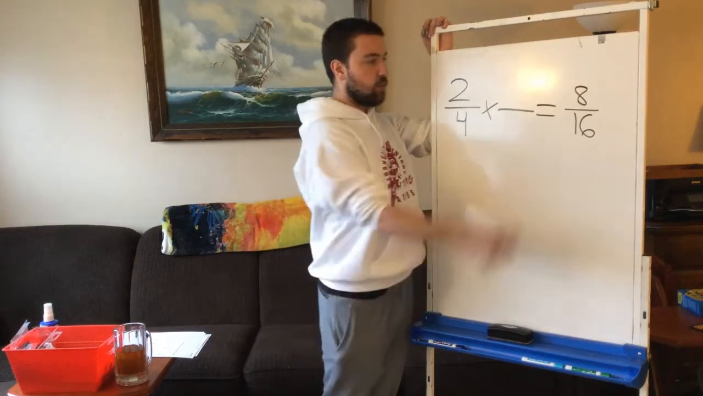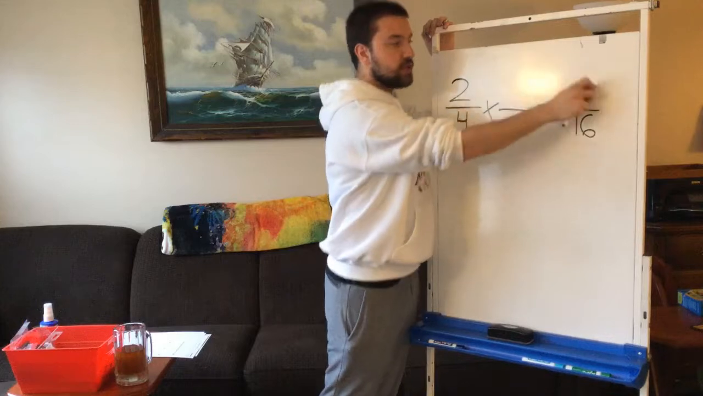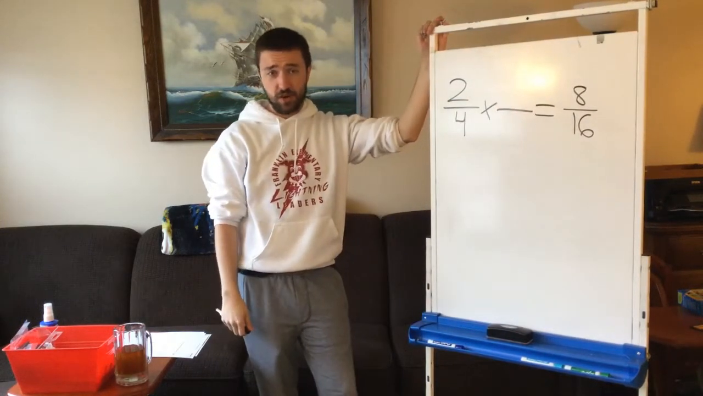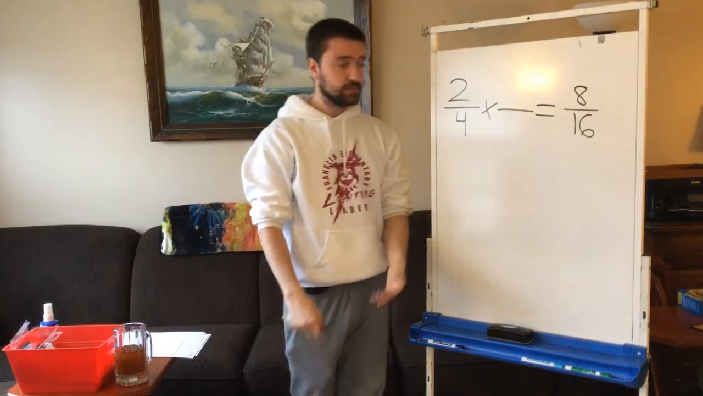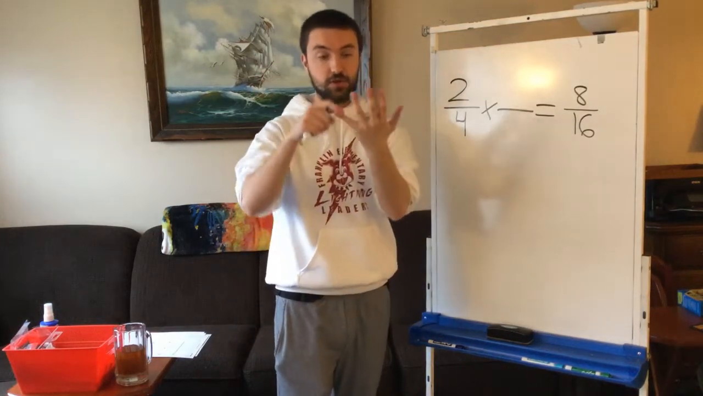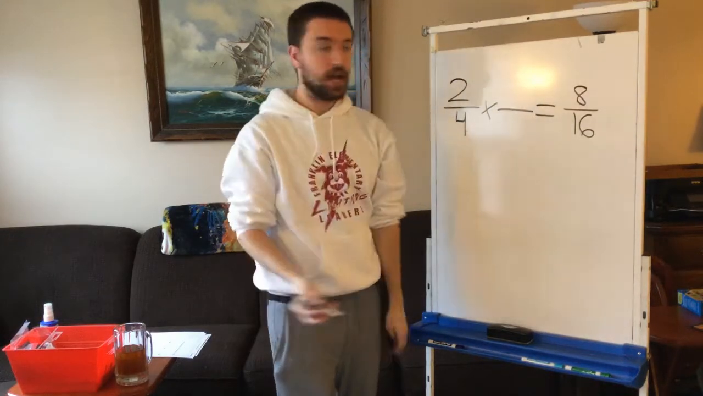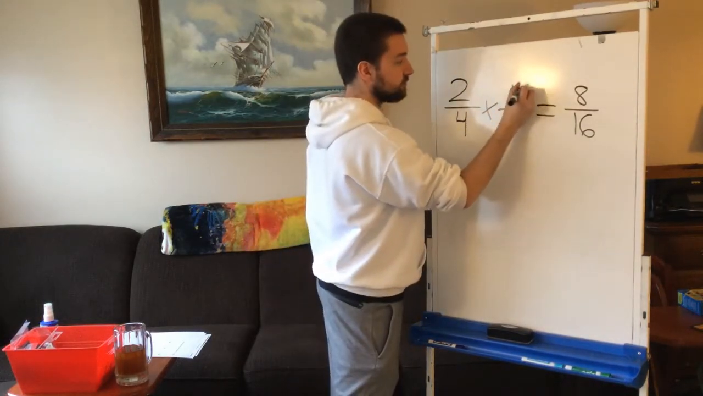I need to think, what is going to get me from 2 to 8? What times 2 is 8? Well, I can do my skip counts to figure that out if I don't know my math facts. 2, 4, 6, 8. Oh, it took 4 fingers. 2 times 4 is 8.